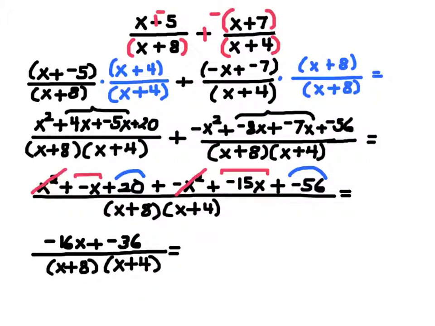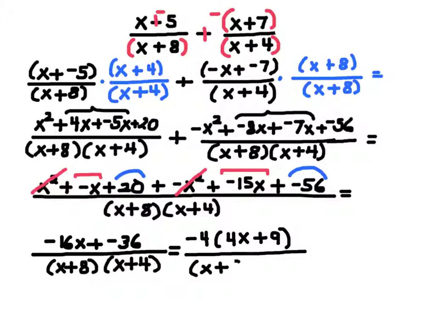Now let's factor the numerator. The greatest common factor in the numerator is a negative 4, and it's a negative 4 times 4x plus 9, because 4 times 4 is 16, and 4 times 9 is 36. And this is all over x plus 8 times x plus 4.